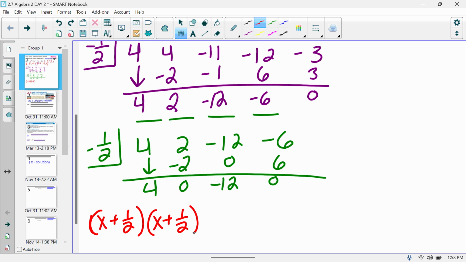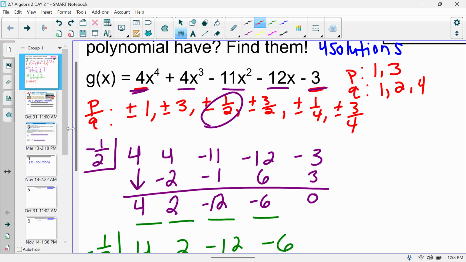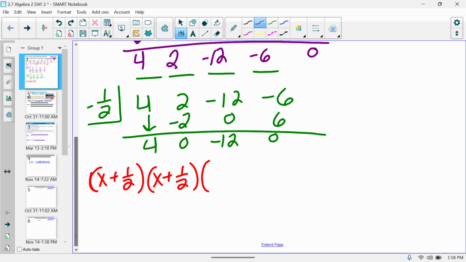And then what's left now, we started with degree 4. Here it would have been degree 3, right? Because it reduces by 1 each time you do synthetic division. So now what we have left is 4x squared, a degree 2 polynomial, minus 12. There's no x term in there because we got 0 as the coefficient. 0 times x is just 0.